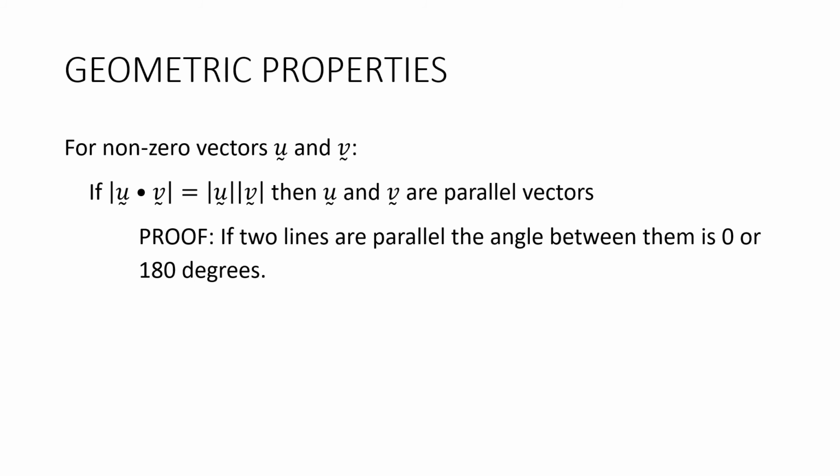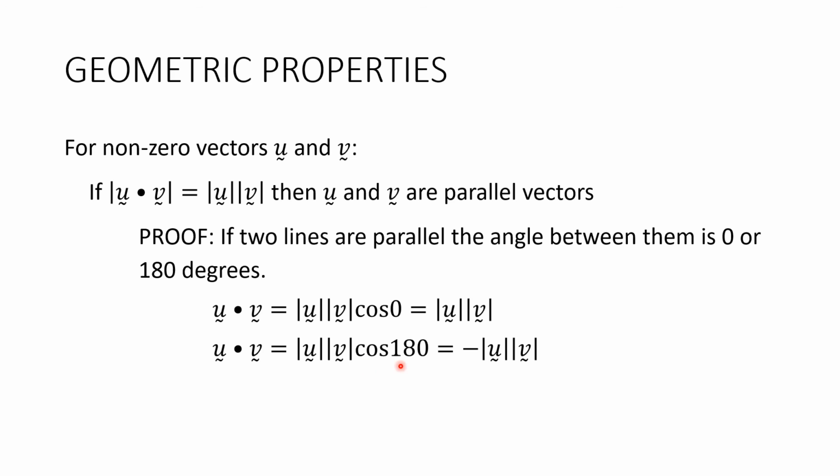If two lines are parallel, the angle between them is either 0 or 180 degrees. So here's our formula. u dot v is equal to the magnitude of u times the magnitude of v cos 0. Cos 0 is 1, so that gives me the magnitude of u times the magnitude of v. Or it could be 180 degrees. And cos of 180 is negative 1. So you can see how the dot product is equal to positive magnitude of u times the magnitude of v, or negative magnitude of u, magnitude of v. And that's, of course, the definition for the absolute value. So therefore, the absolute value of u dot v is equal to the magnitude of u times the magnitude of v.